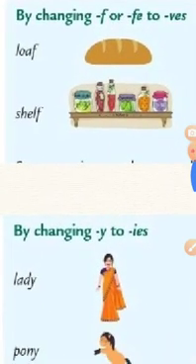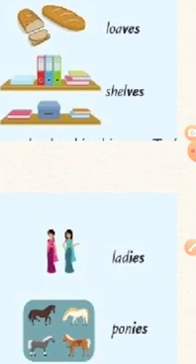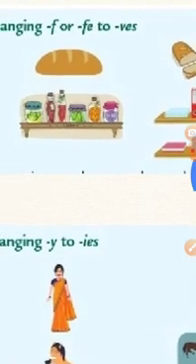Now look at the next example. SHELF, shelf. The last letter of this naming word is F. So here also what we will do to make it to plural, we will remove F and we will put VES. So this becomes shelves. There are two shelves here. SHELVES, shelves. So this is the example for changing.